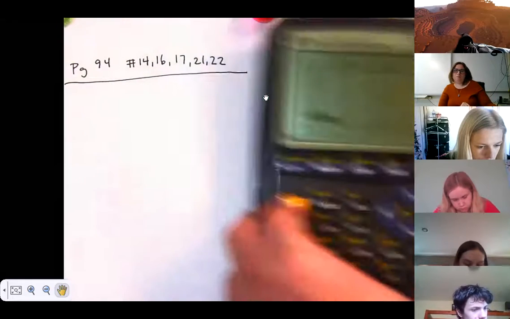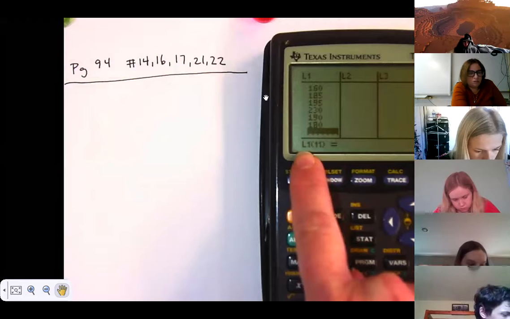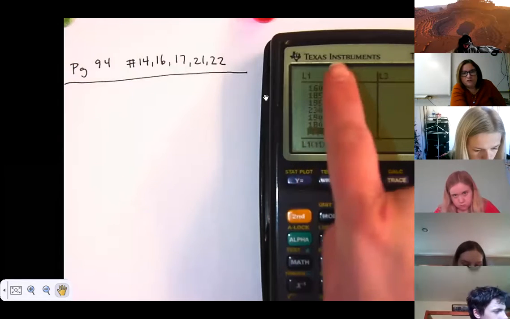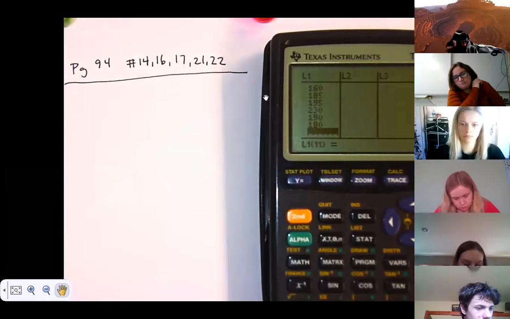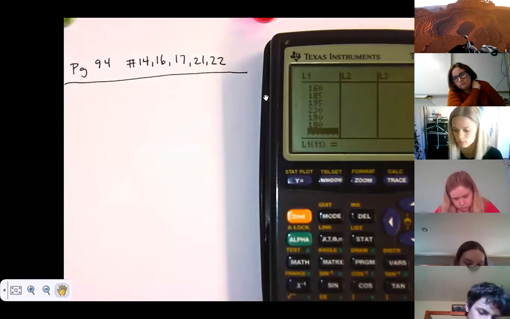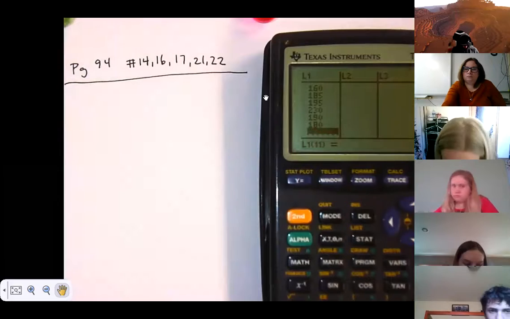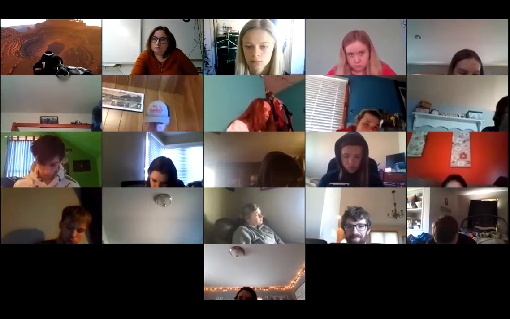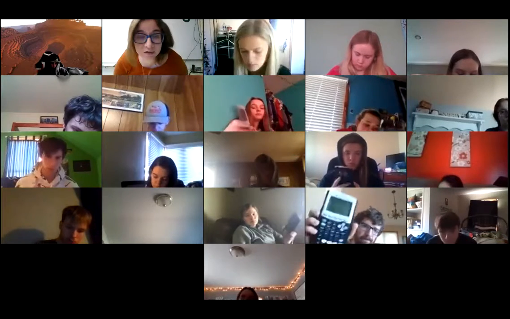When you're done, you see how it says L1? That means I'm on list 1 and I'm on spot number 11. And that's where you should be too, because the first 10 spots are taken with numbers, because there's 10 numbers that we're using. And the 11th should be empty. Okay, hold your calculator up to the camera and show me that you got 10 numbers in there.